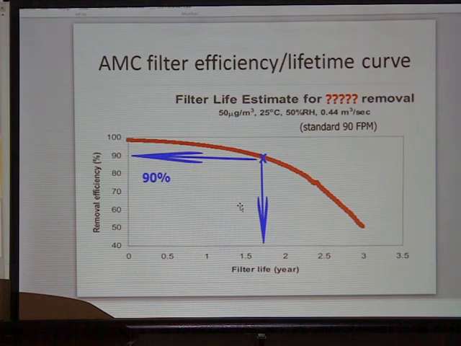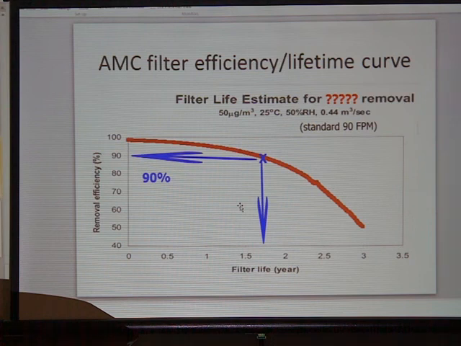And so basically this is the sort of thing you'll end up with as part of the proposal. A filter efficiency lifetime curve. You'll tell us what you want to remove, and then here's all the flow rate and information. Standard, again, the 90 feet per minute being called out here. So this curve right here shows your filter life in years versus the efficiency. Typically, in high-end AMC filtration, the life of the AMC filter starts at right around 100%, as you can see here at the far left of the slide, and then it goes over time to about 1.7 years. It's down to 90%.